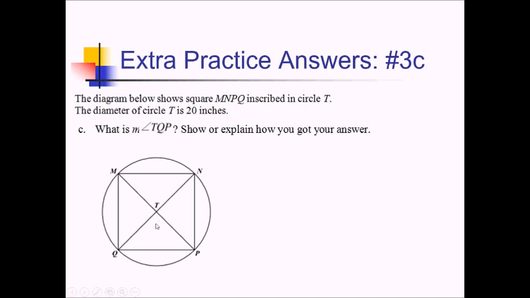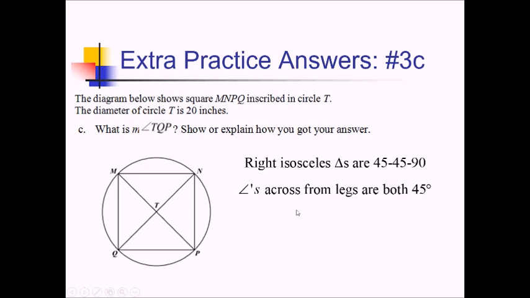In a right isosceles triangle, you've used up 90 degrees here. That means these other 2 angles, since it's isosceles, must be exactly the same. So they're both going to have to be 45 degrees. So we know that right isosceles triangles are always 45, 45, 90 triangles. We also know that the 45-degree angles are going to be across from the legs of that isosceles triangle. So that means that since TQP is across from one of the legs, it must be one of those 2 45-degree angles.